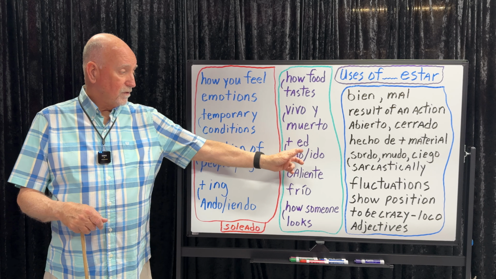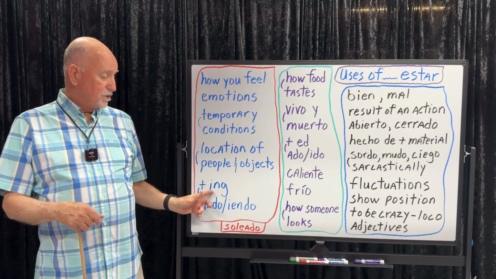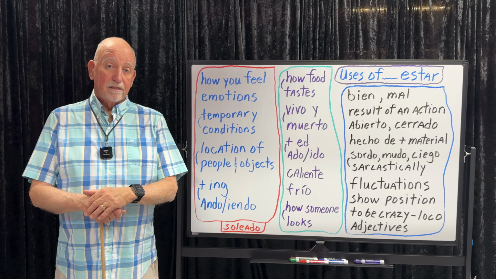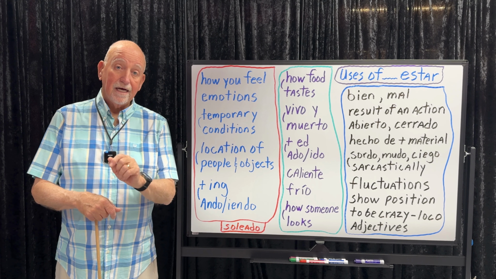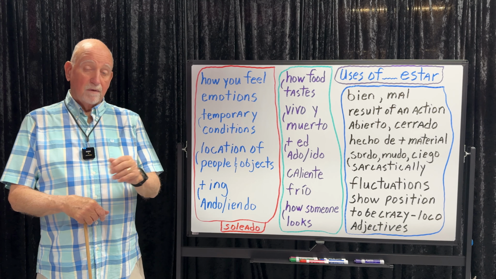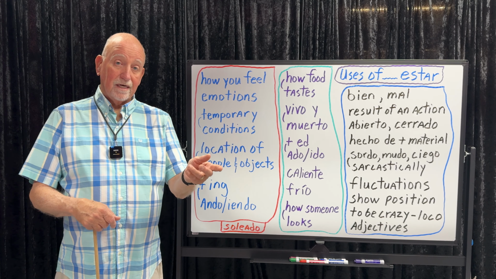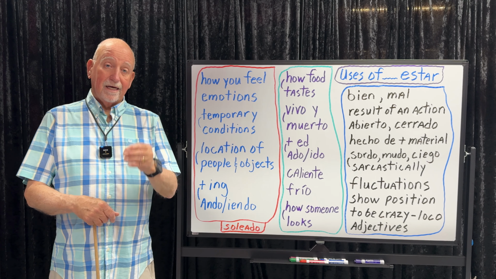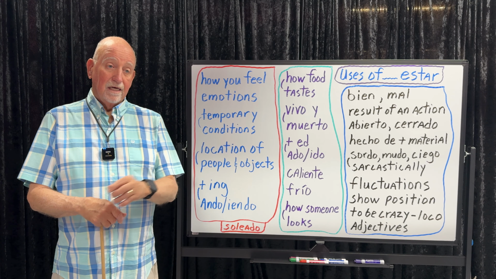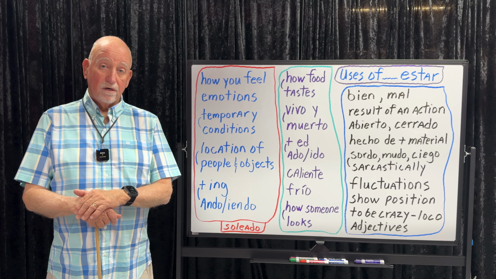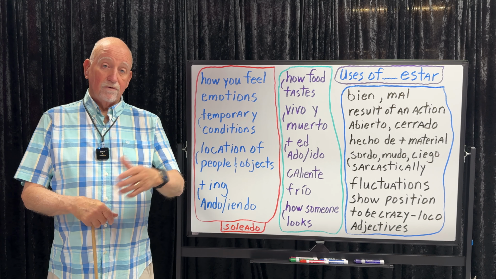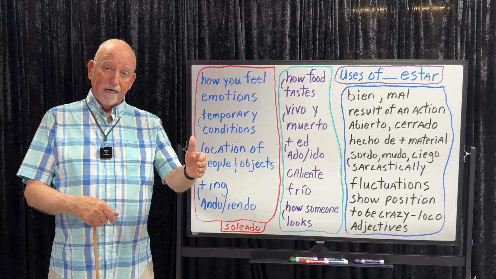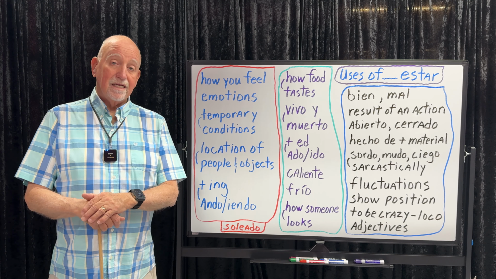Plus ed, ado, ido. Just like we use estar with ing, we're going to use it with the ed. The store is closed. La tienda está cerrada. Someone painted the house. Alguien pintó la casa. The house is painted. La casa está pintada. Someone at the dealership washed the cars. Alguien, ¿verdad?, lavó los carros. The cars are washed. Los carros están lavados.